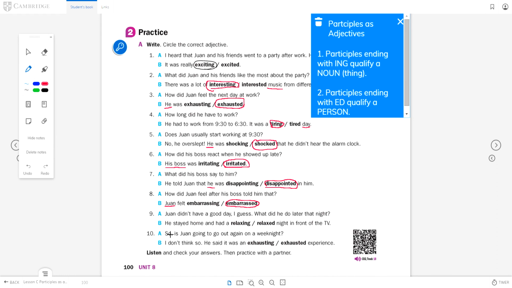Number 9. Juan didn't have a good day, I guess. What did he do later that night? He stayed home and had... night in front of the TV. He stayed home and had what? A night. What kind of night? Relaxing night. Why relaxing? Because I'm talking about night. I'm not talking about a person. I'm not talking about how someone feels. I'm talking about night, a thing. Okay? Good?